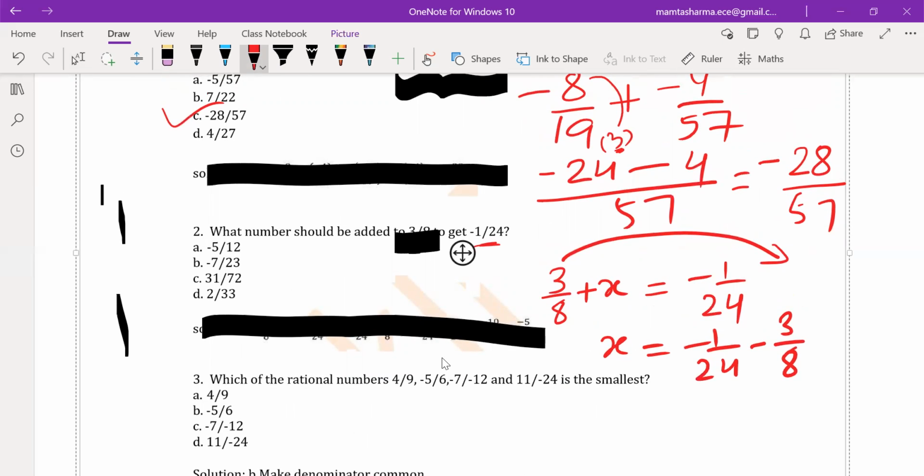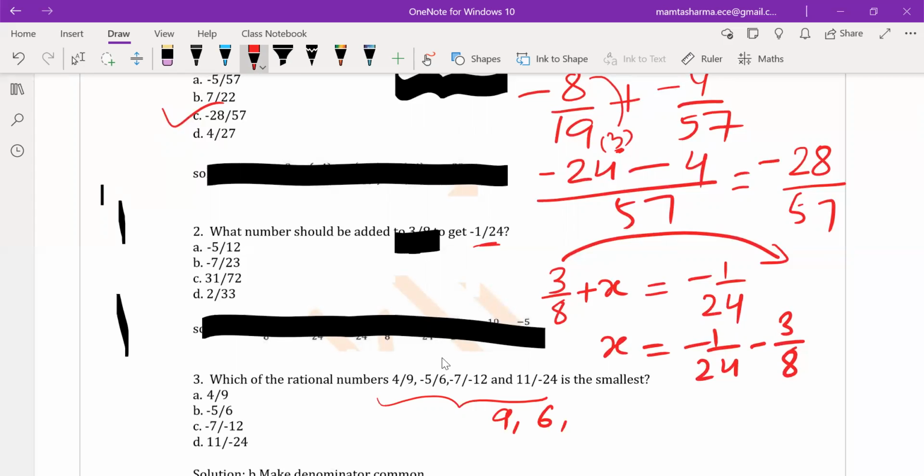Now third question. Which of the rational numbers is the smallest? Ma'am, applying the same LCM method, and then put the answer in order. First make their denominators equal. Then compare the numerators and you can easily find which number is the smallest one. Yes, ma'am. So how will you make the denominators equal? By LCM.